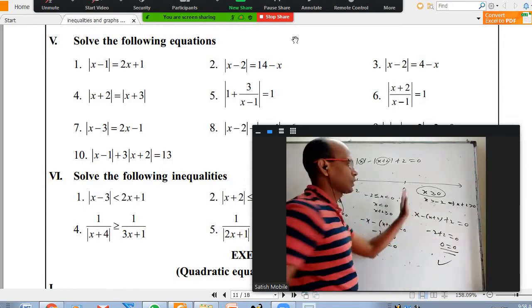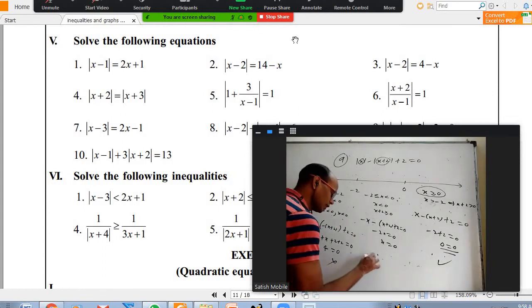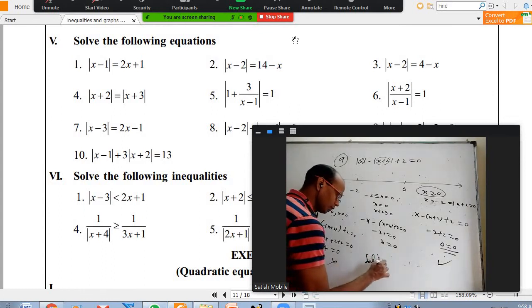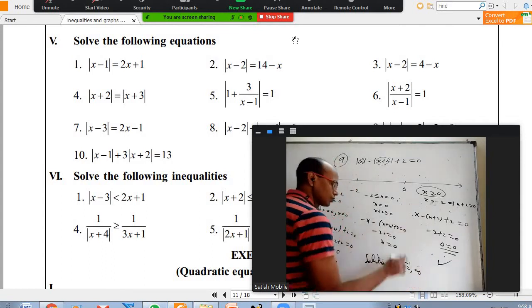But in this interval, I got everything is okay. So finally, the solution set is equal to closed 0 to infinity.